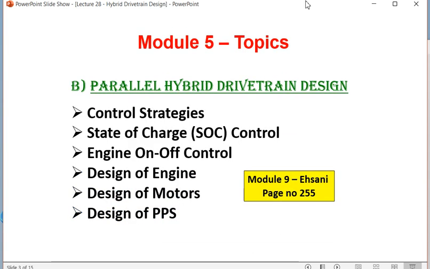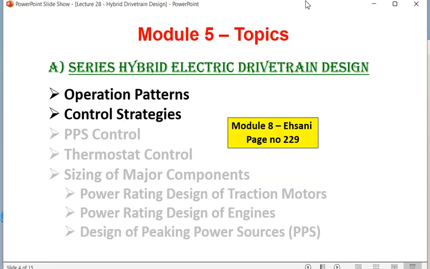Next, we are going to see parallel hybrid electric drivetrain design. There also we are going to see mainly two types of control strategies. One is engine on-off control, one is state of charge control. And under the design considerations, we are going to see the design consideration for engine, motor and peaking power source. So we are going to start with series hybrid electric drivetrain today.